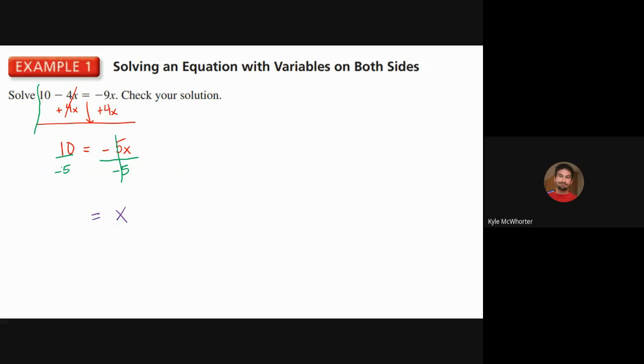And then 10 divided by negative 5. Positive divided by negative will be negative. And 10 divided by 5 is 2. So this is negative 2. So x equals negative 2.